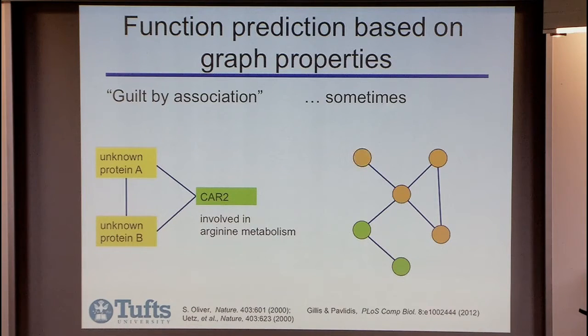And similarly, suppose we have this orange protein, but we're trying to predict the function of this protein. Well, maybe this is a green protein, and it's connected to a green protein and an orange protein, so we would be not sure which color we should predict, but maybe we're missing this edge, right? And then we're going to make a mistake. We're going to say, oh, this is an orange protein, and we're going to get it wrong, right? So we get false positives and false negatives from doing this.